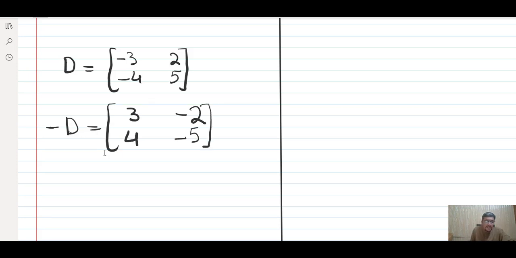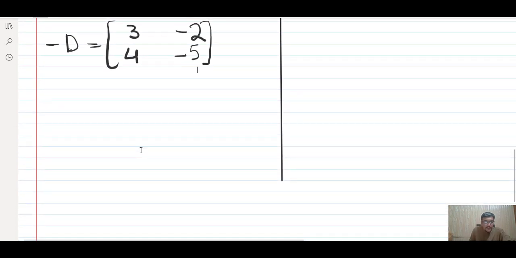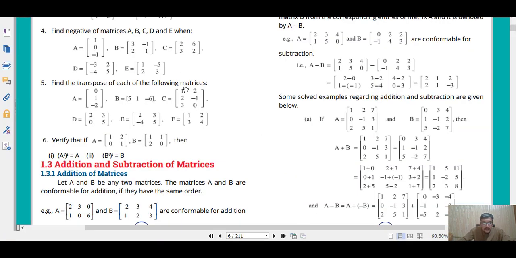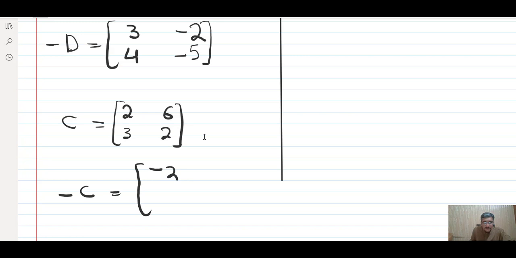Now I am going to solve the C part. Matrix C. The entries of this C matrix are 2, 6, 3, 2. So the negative matrix of C will be minus 2, minus 6, minus 3 and minus 2. So this is the negative matrix of C.